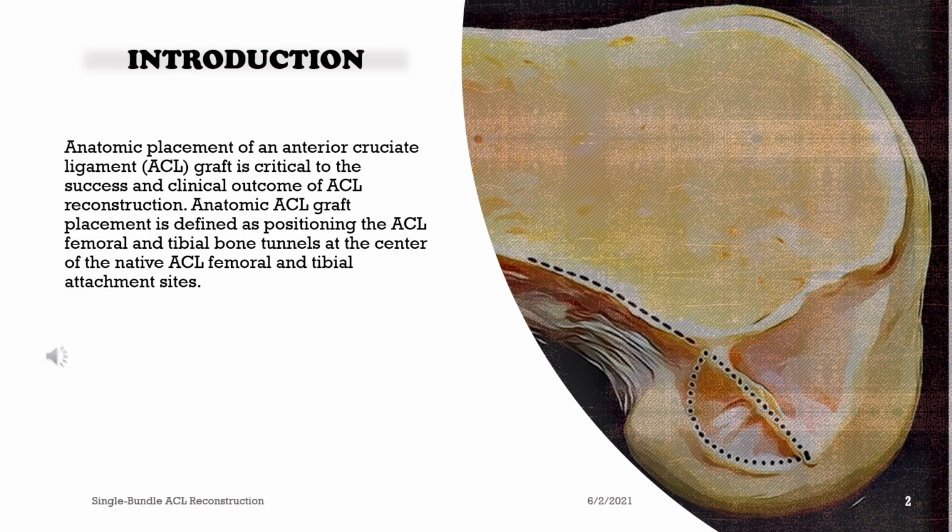Anatomic placement of an anterior cruciate ligament, ACL, graft is critical to the success and clinical outcome of ACL reconstruction. Anatomic ACL graft placement is defined as positioning the ACL femoral and tibial bone tunnels at the center of the native ACL femoral and tibial attachment sites.